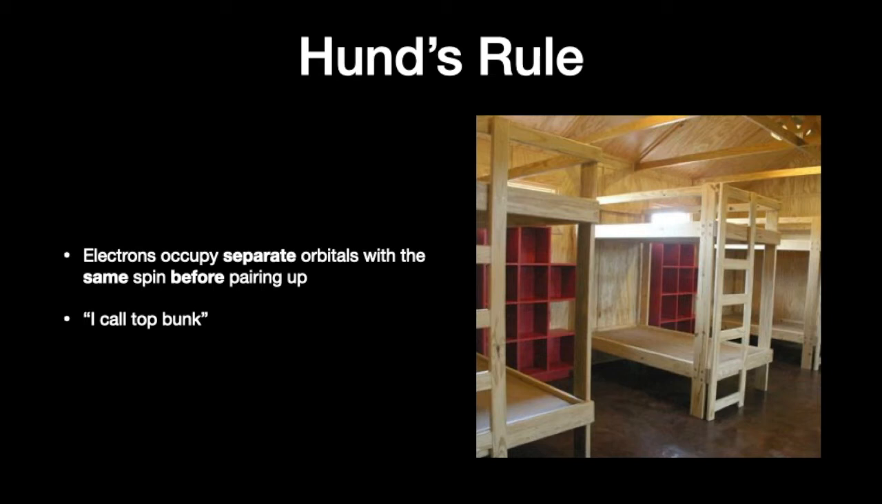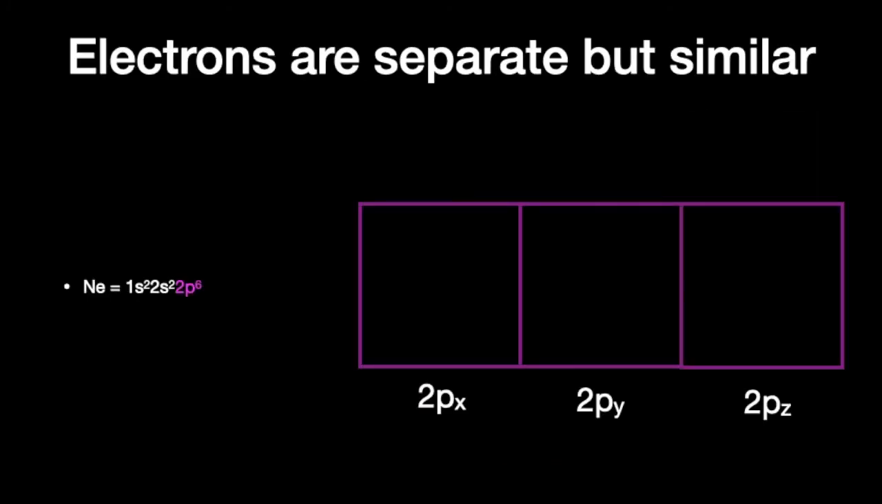The first kid's probably going to say, I call top bunk. The next kid's probably going to call top bunk for the next one, and so on, right? Now, once all the top bunks are occupied, the next kids come in and reluctantly take the bottom bunk because that's the only place available. So again, we're going to have pairing, but look at how Hund's rule works with electrons, okay? So electrons go into separate orbitals first before pairing up.